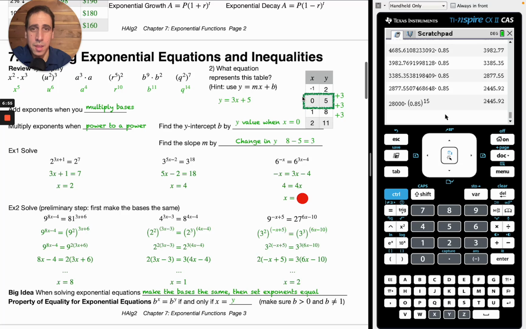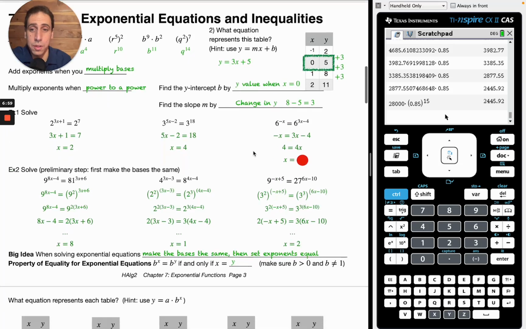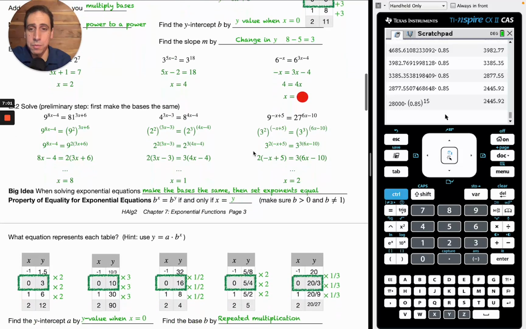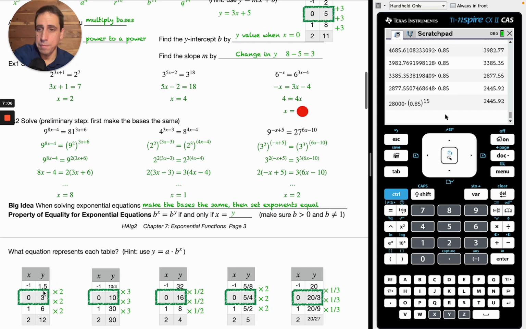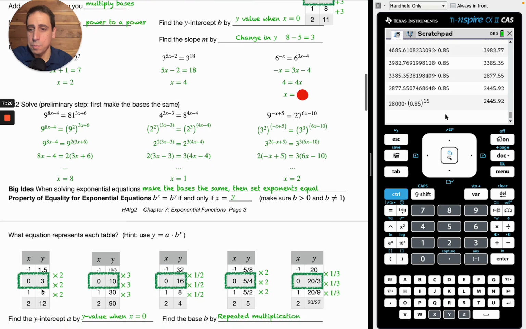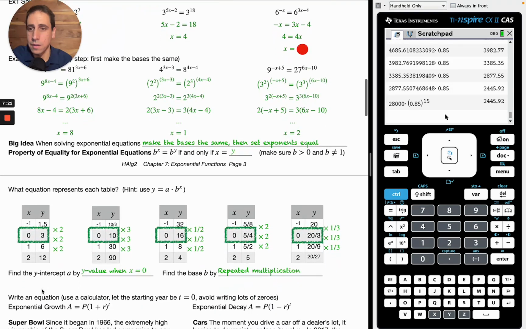Let's also talk about tables right here. You notice that this was plus 3, plus 3, plus 3 to get the slope. Well, we're going to do the same thing with multiplication. So I'm looking at this table and I go 1.5, and then to get to 3, to get to 6, to get to 12, you're doubling every time. 1.5 times 2 is 3, times 2 is 6, times 2 is 12. And applying the same idea here.